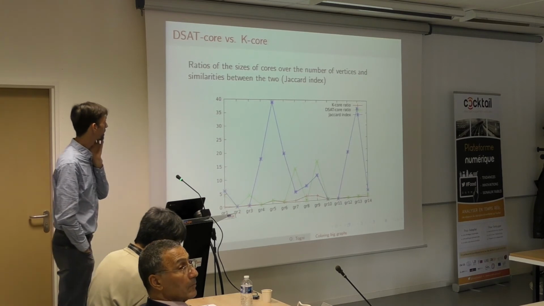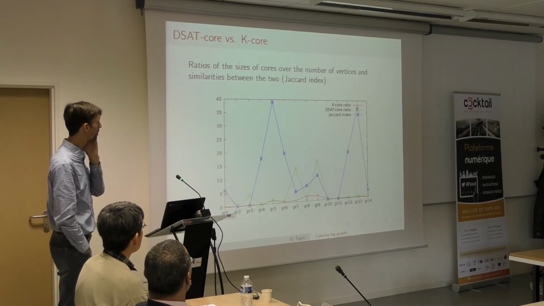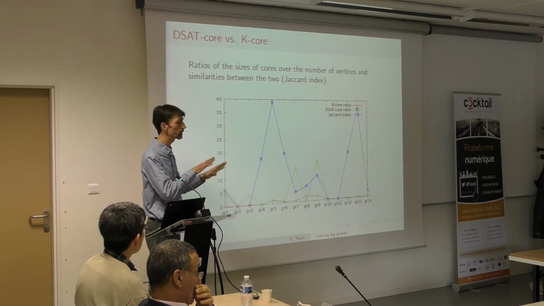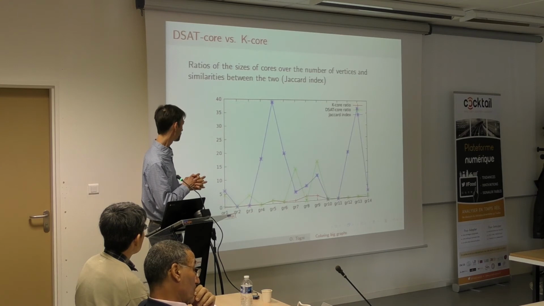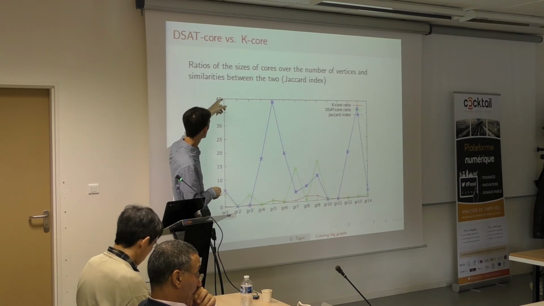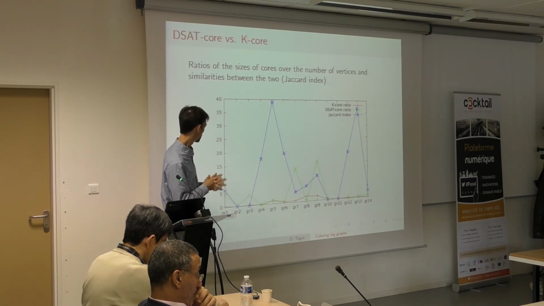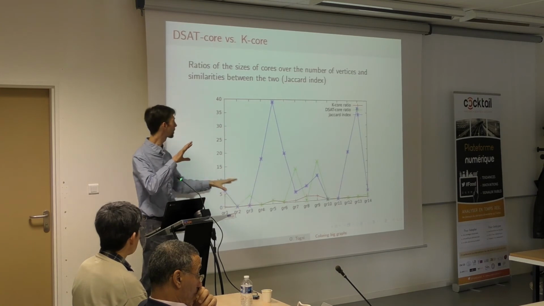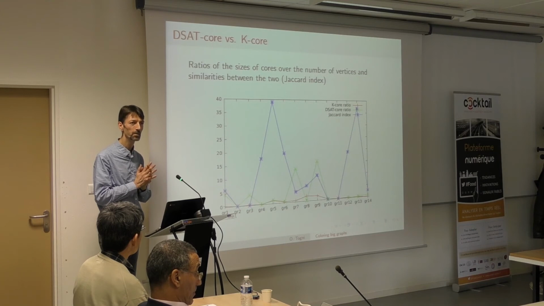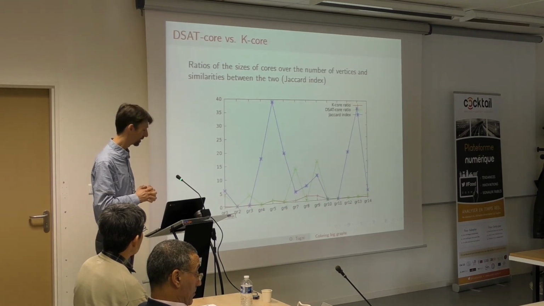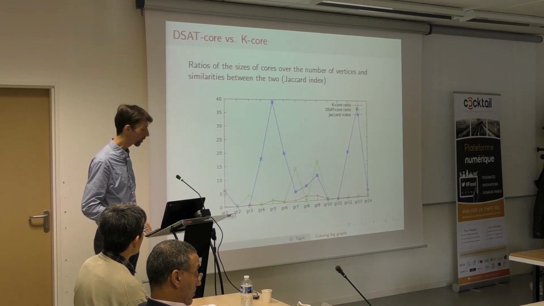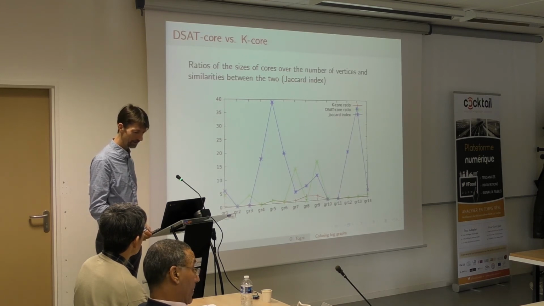And in blue, I computed the measure of similarity between those two sets of vertices. I used the Jaccard index, and you see that it is not very high, so quite small. So the K core and the DSAT core are quite different. So we have to look more to see why it is like that.